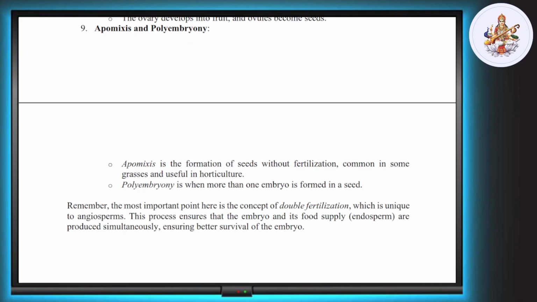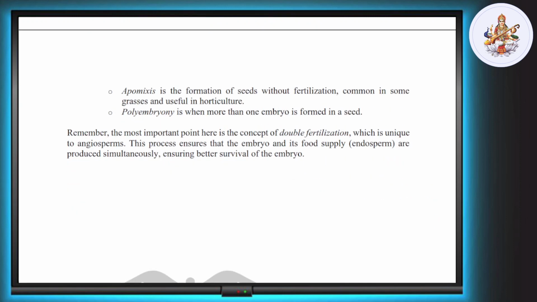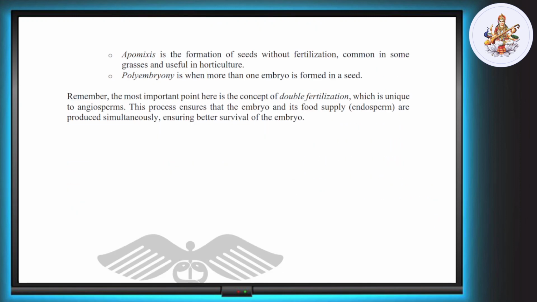The most important point here is the concept of double fertilization, which is unique to angiosperms. This process ensures that the embryo and its food supply, endosperm, are produced simultaneously, ensuring better survival of the embryo.